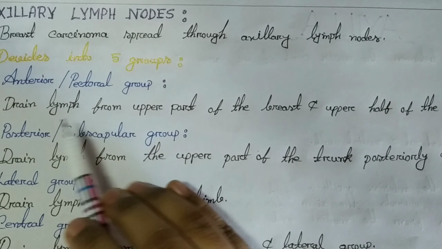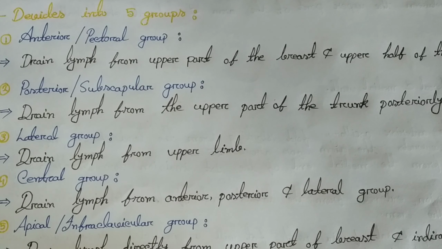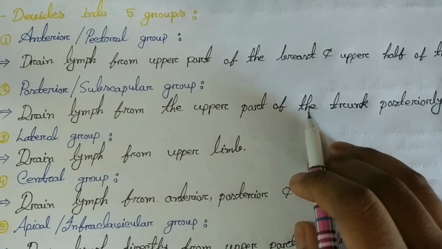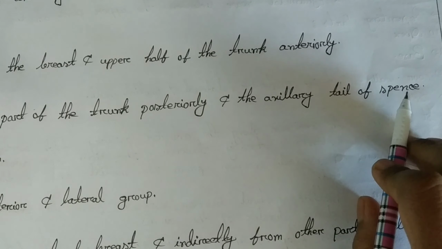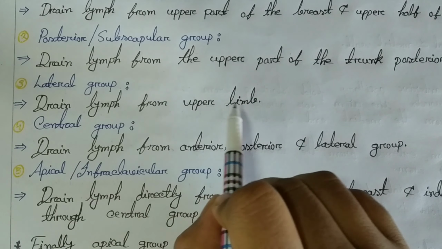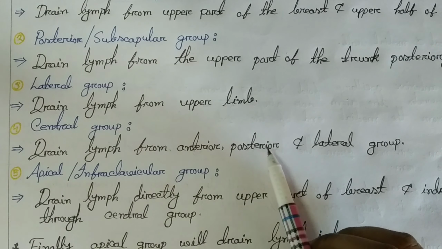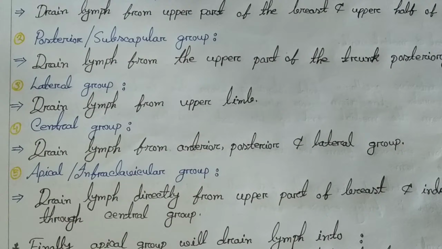Anterior or pectoral group drains lymph from upper part of the breast. Posterior or subscapular group drains lymph from upper part of the trunk posteriorly and the axillary tail of Spence. Then lateral group drains lymph from upper limb. Central group drains lymph from anterior, posterior, and lateral group.